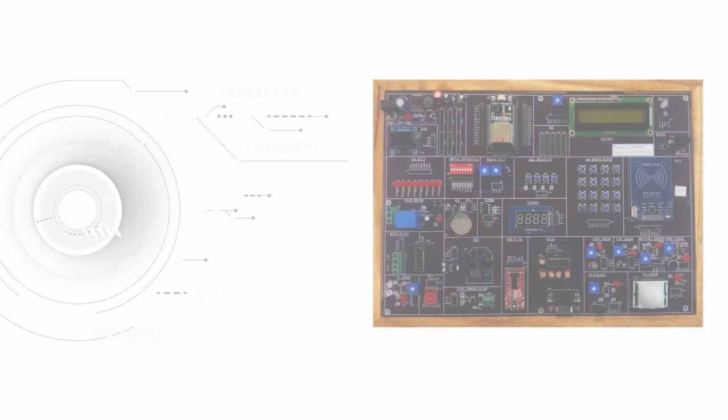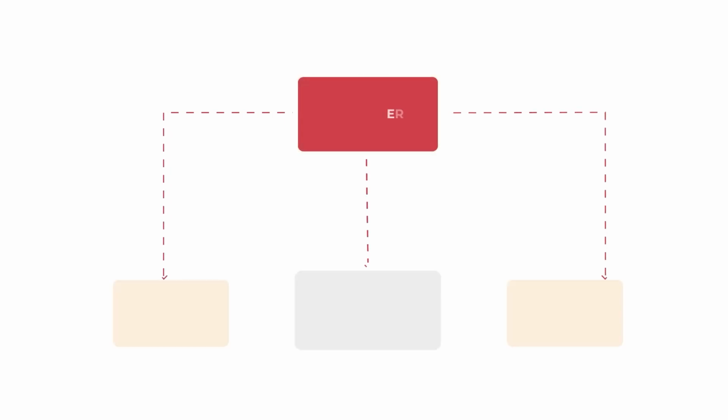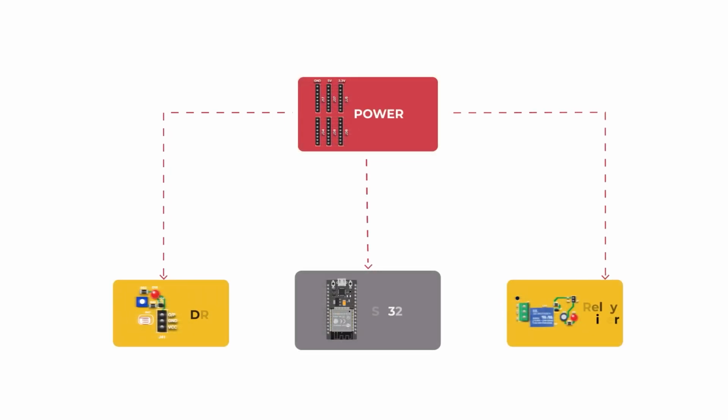In this event we use a light sensor known as LDR and a relay. The light sensor is an input and the relay is the output. The flowchart explains powering the light sensor to 3.3 volts, the relay to 5 volts, and 5 volts to the ESP32. Now the light sensor is connected to the ESP32 as input, and the output to the relay is from the ESP32.